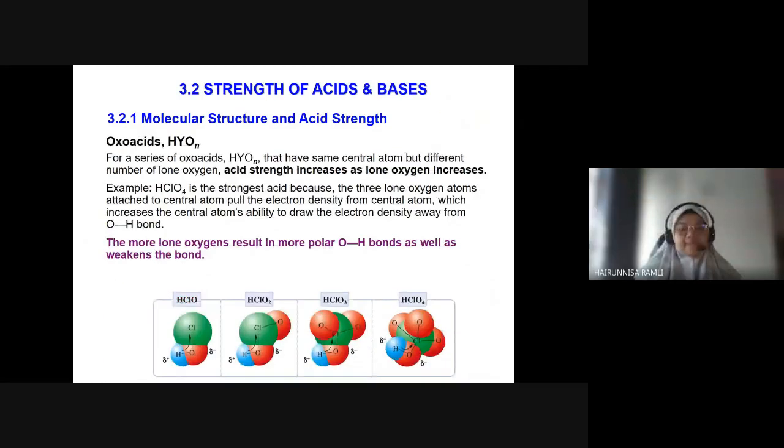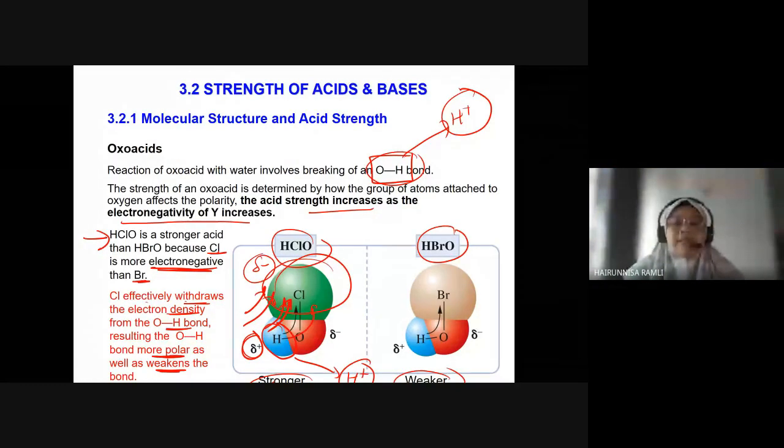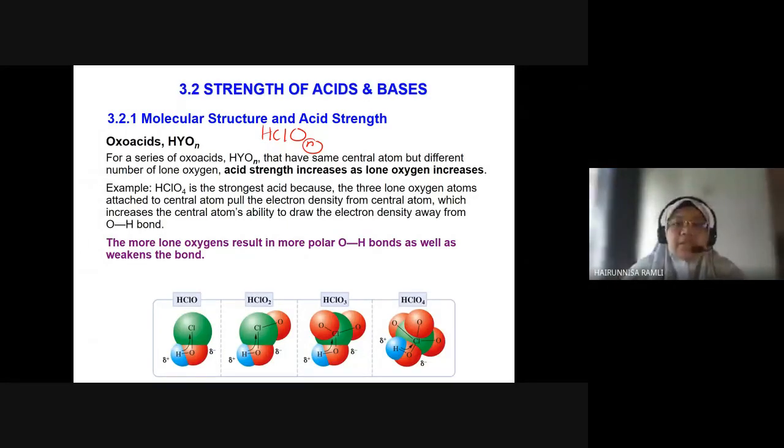Okay. How about let's say between the same oxo acid. Contoh oxo acid you sama, HClO. Cuma O awak berubah. That's why N lah. Dia boleh jadi 1, 2, 3, 4. For example. Macam ni kita nak tengok dia punya strength pula. Tadi kita compare dari segi different Y. Different of Cl and Br lah Y eh. Now same Y but different number of oxygen. So here when you have different number of oxygen, the acid strength increases as lone oxygen increases. Means that lagi banyak oxygen, lagi kuat acid tu.